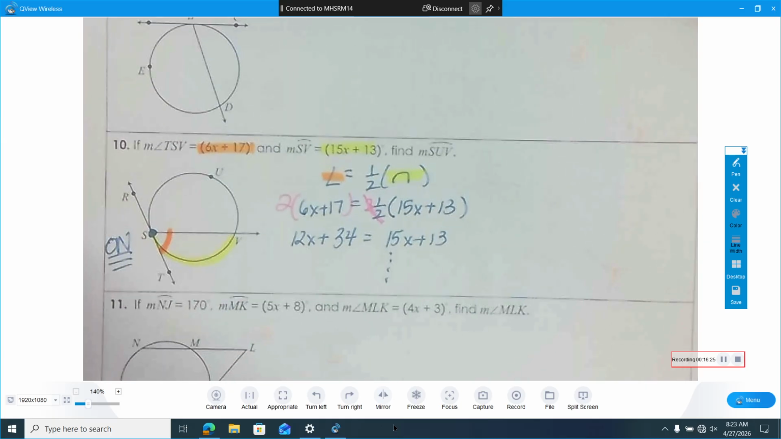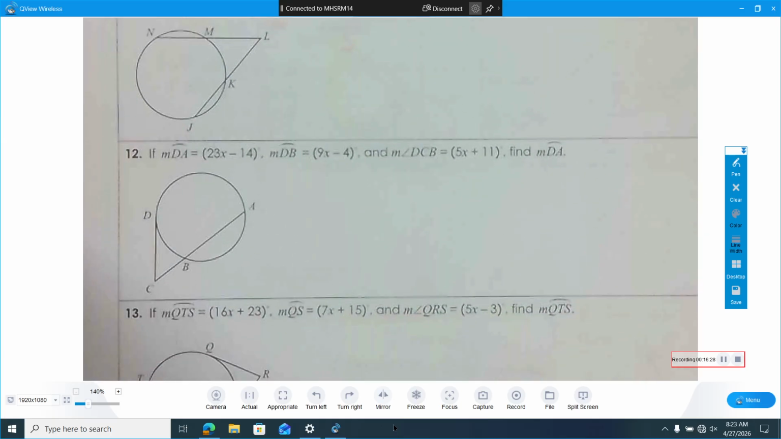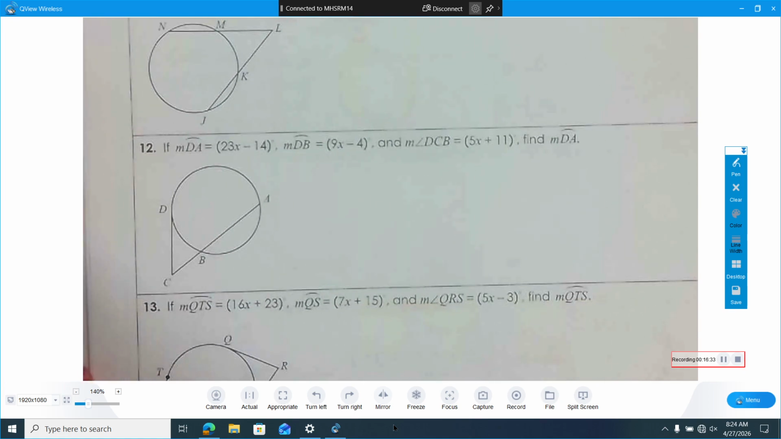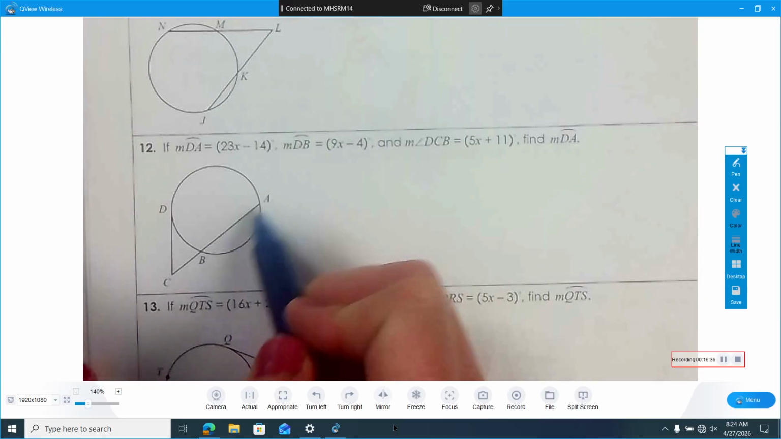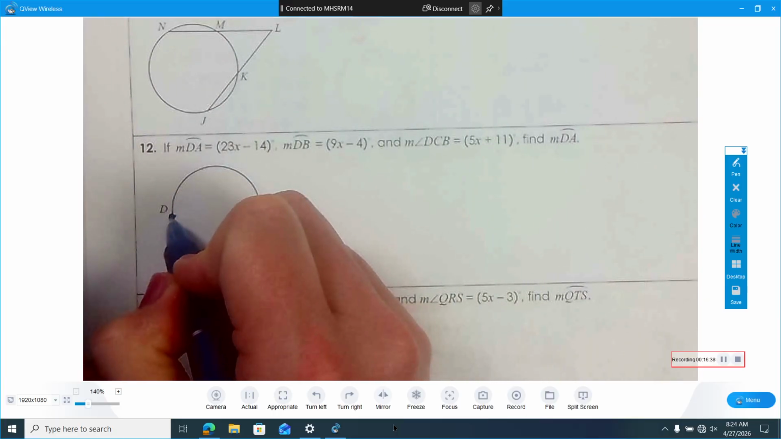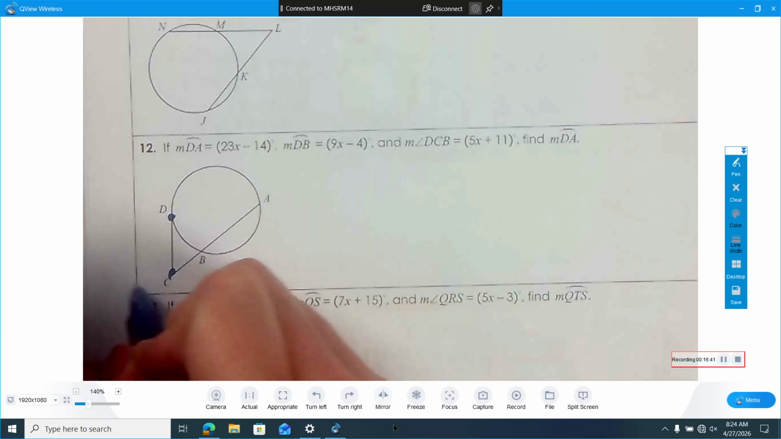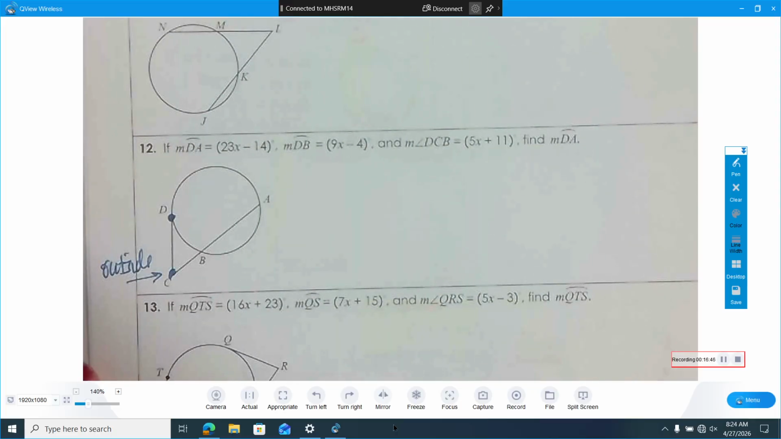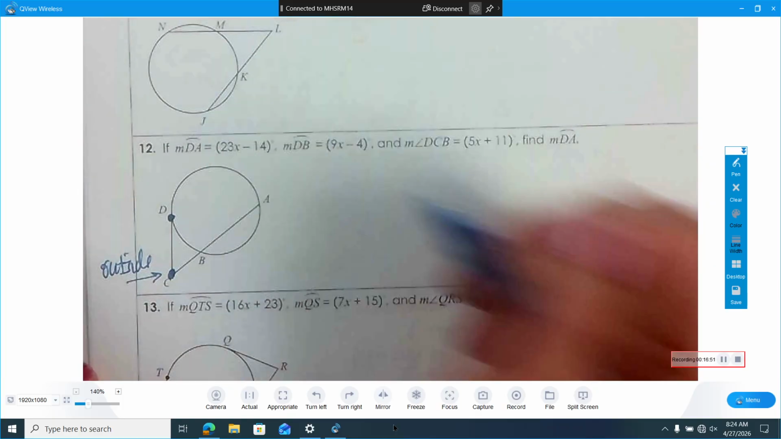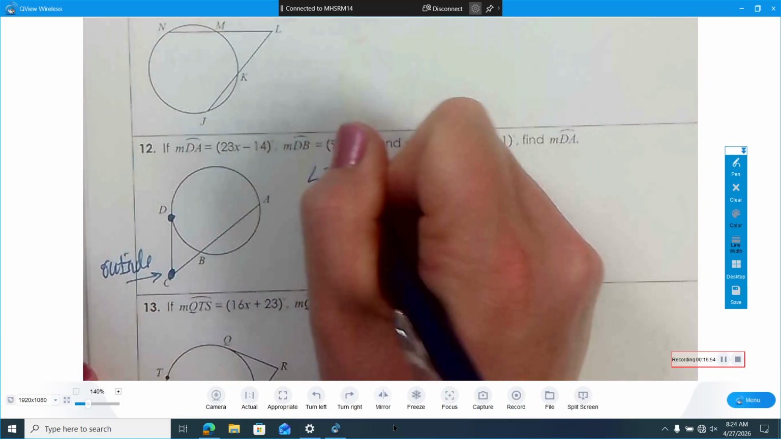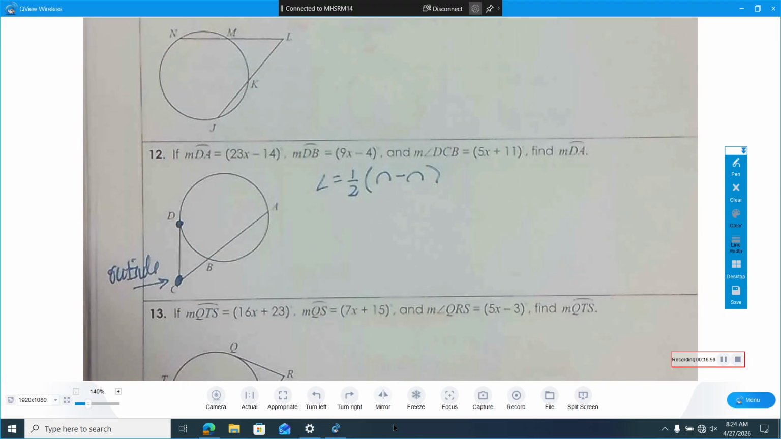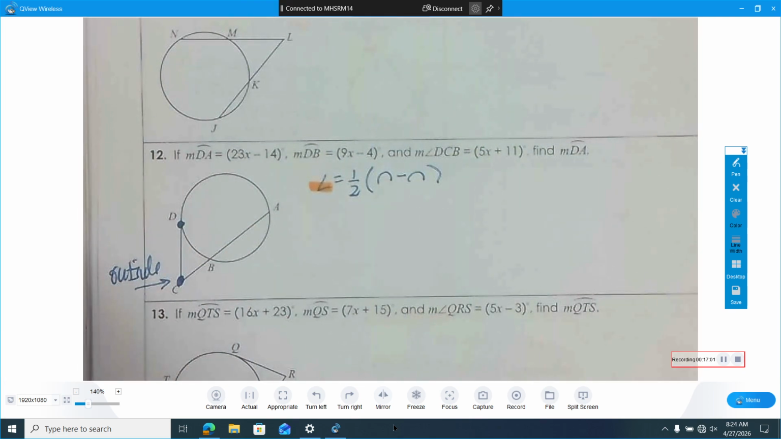All right, now the tricky parts here, let's look at number 12, I guess is fine. Here we have a secant line and a tangent line. Tangent just touches the circle right here. Our intersection is outside the circle. That intersection of our secant and tangent line is on the outside of the circle. What's our basic setup here? Arc minus arc. Angle equals half of arc minus arc.